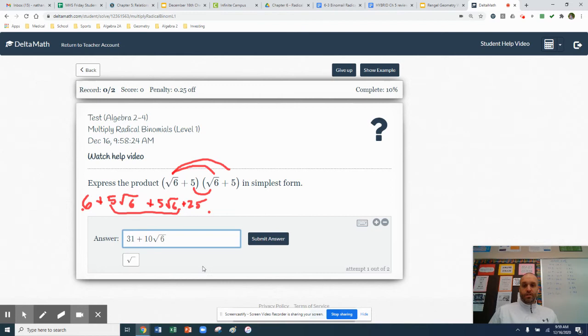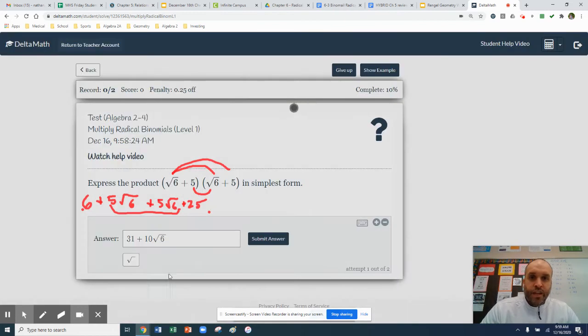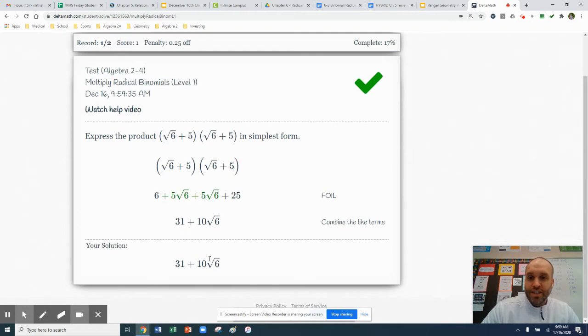And then that should submit. And then we'll get kind of a rundown of what they did. And you can see they're going to use that same terminology, FOIL. So we can FOIL out these problems as well.